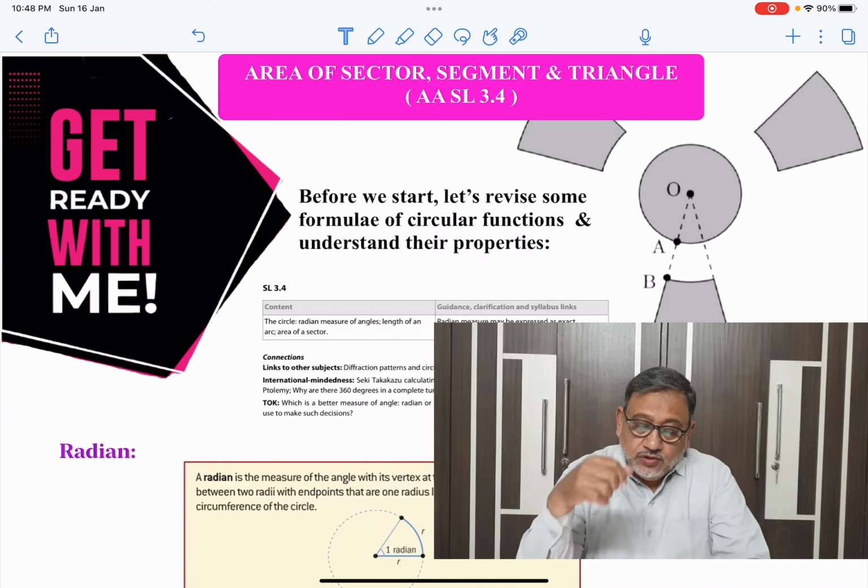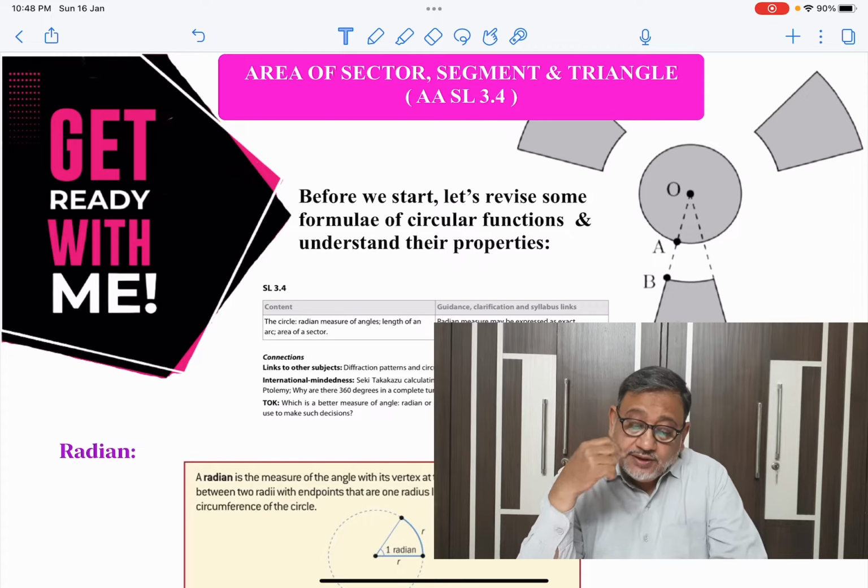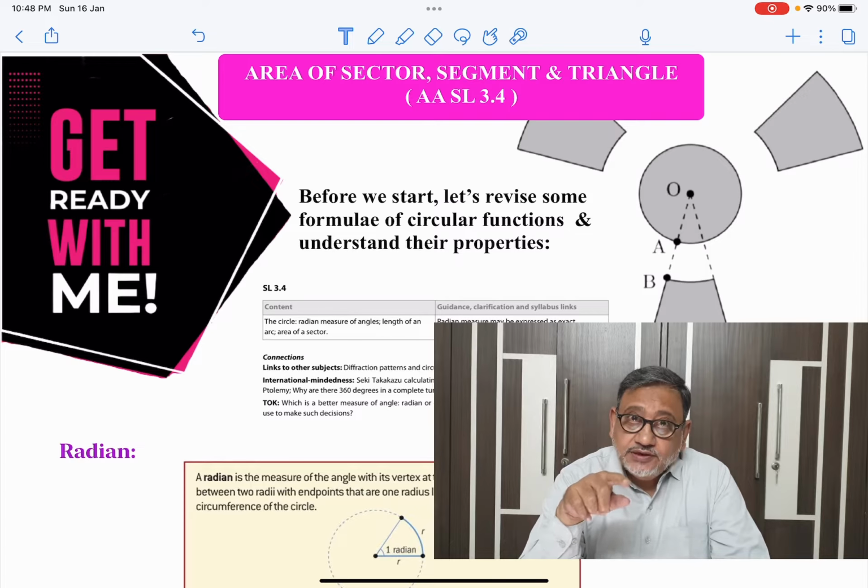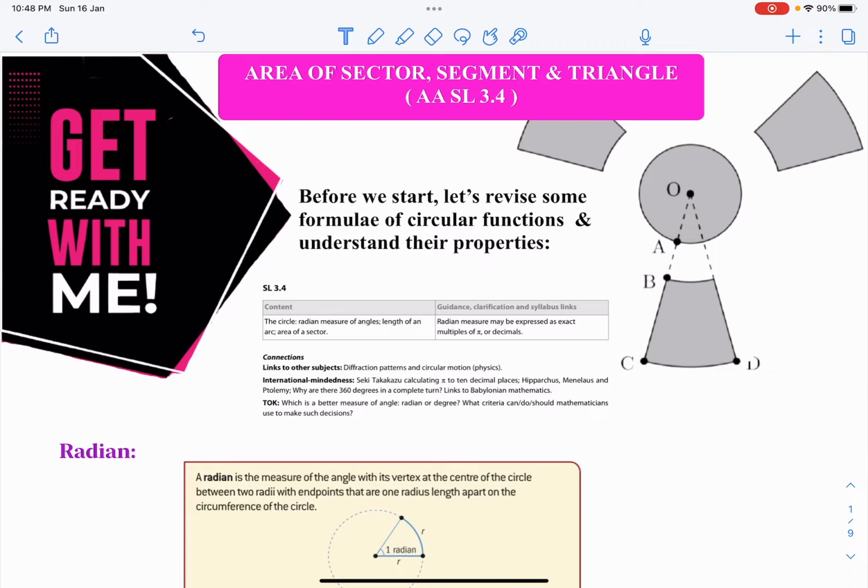Hello students. Today I am going to explain area of sector, area of segment and area of triangle. This comes under section SL 3.4. This is again part of the AASL section of IB mathematics. So be with me. Come on, let us see on the screen.